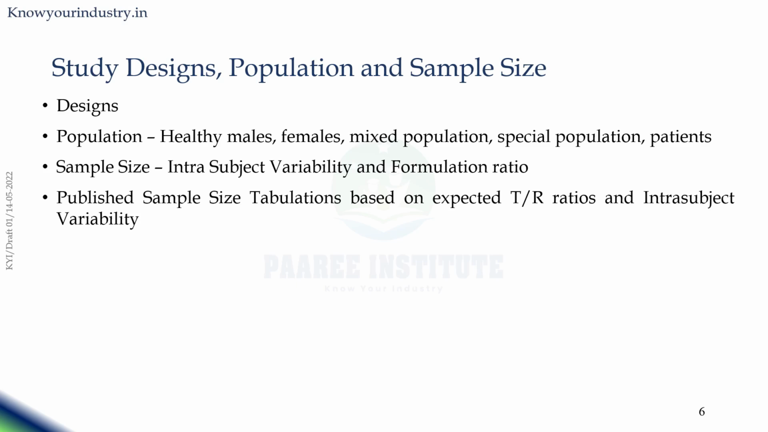So here the ratio should be as close as possible. If it is 95 to 105, that is ideal for the formulation. If it is less than 95 or more than 110, then the sample size will also increase. So generally the ratio should be as close as possible to 100, and the intersubject variability is critical for the sample size calculation. There are published sample size tabulations based on expected T by R ratios, based on which you can select the sample size and the intersubject variability.